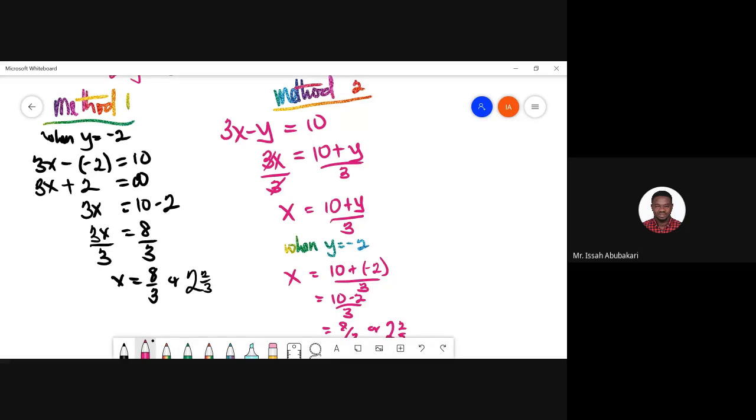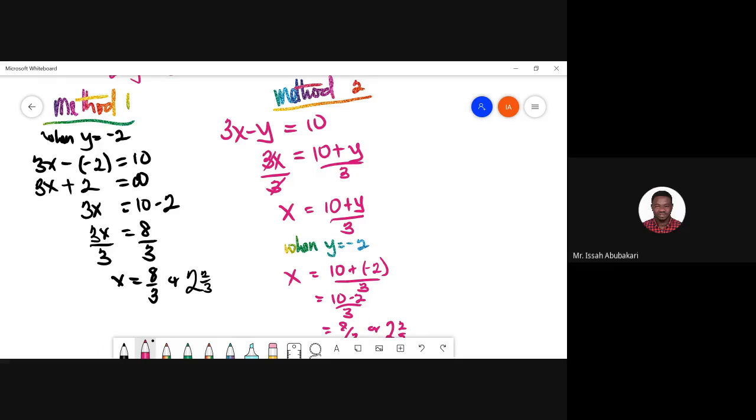Chayut, number 1. Chayut, method 1 or method 2? Method 1. Okay. Windy, method 1 or method 2? 2. And the last person is Cyrus. Cyrus, method 1 or method 2? Cyrus? Yes, teacher. 1 or method 2? 2. Method 2, right? All right, so we go with method 2.